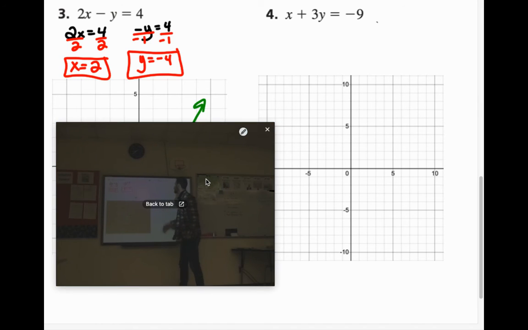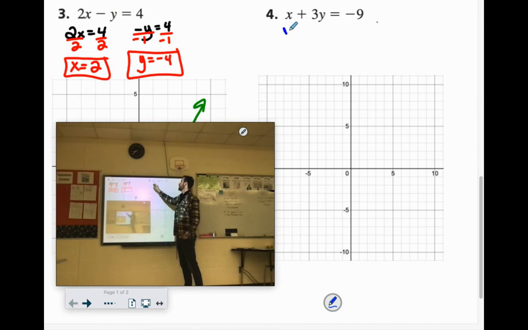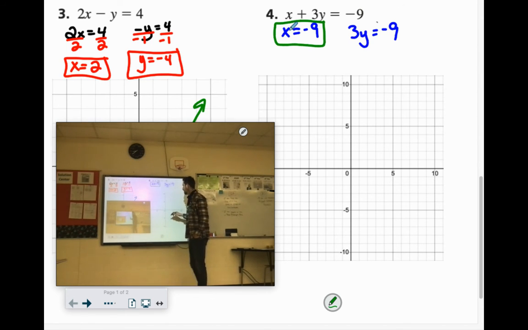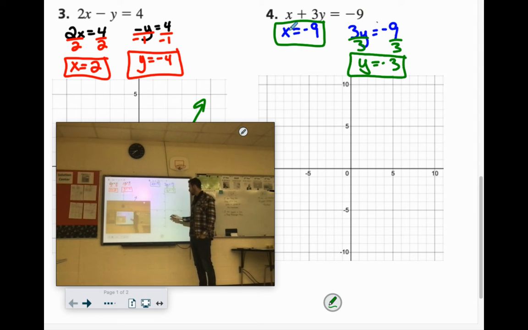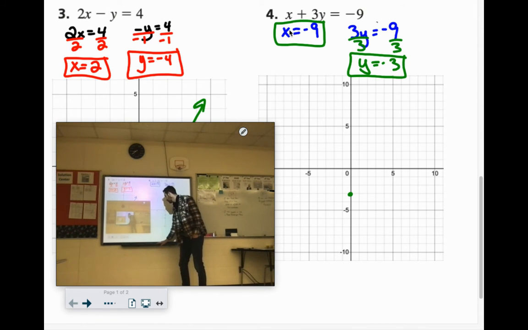Find the intercepts. So cover up the y's, you got x equals negative 9. Cover up the x's, you have 3y equals negative 9. Now x equals negative 9, that's done. You don't need to do anything else. We already solved for x. And then 3y equals negative 9, we got to divide by 3. We get the y-intercept to be negative 3. So the y-intercept is negative 3, that's down here. The x-intercept is negative 9. I'm going to have to move out of the way here.